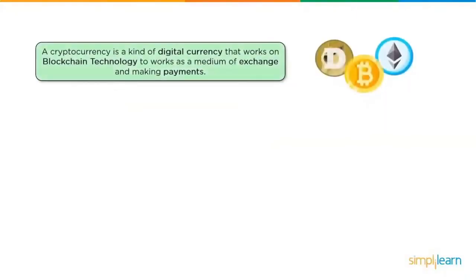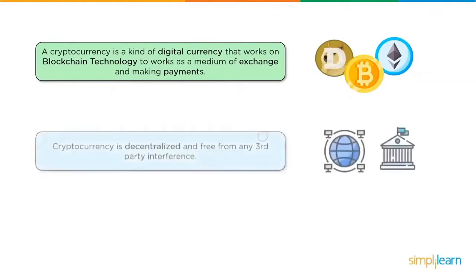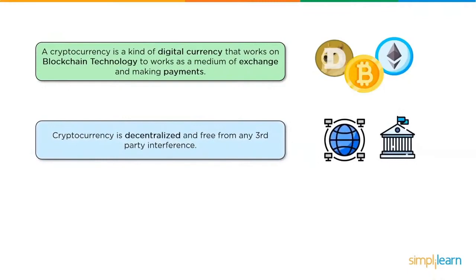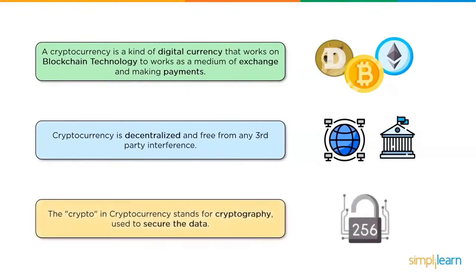A cryptocurrency is a kind of virtual or digital currency that works on blockchain technology, a public ledger enforced by a distributed network of computers. It works as a medium of exchange online to buy goods and services and make payments. Like for example, Bitcoin, Ethereum, Dogecoin. These are some of the popular cryptocurrency. Cryptocurrency is decentralized and free from any third-party interference, which means it is not issued or controlled by any government or central authority. The crypto in cryptocurrency stands for cryptography, which uses encryption and decryption to secure the data.